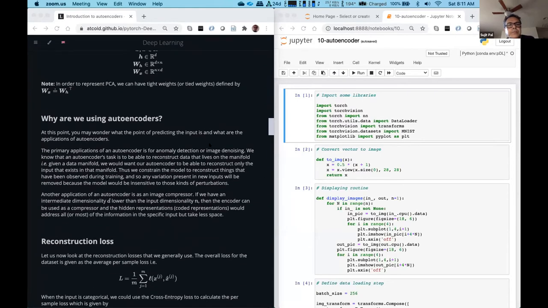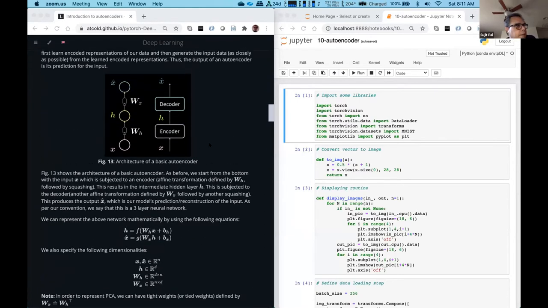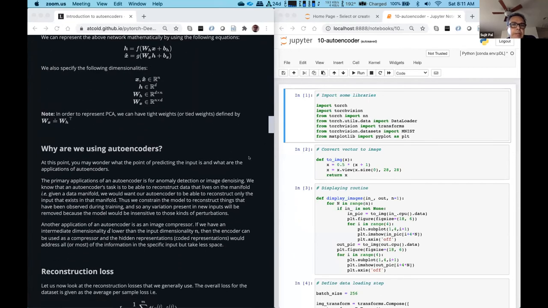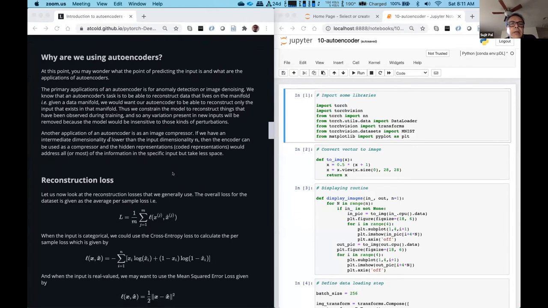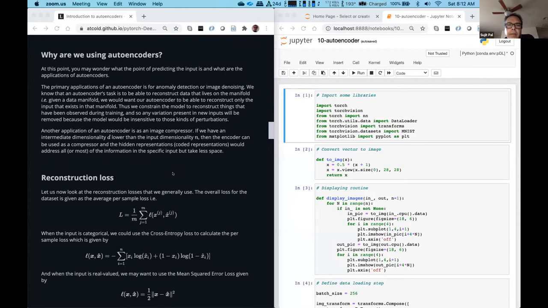Okay, so essentially autoencoders are things that are trained to reproduce their inputs, right? Recreate the identity function in some way. So the point is, why use it? I mean, we already have the input, right? And what's the point of having to generate output? So there are two basic primary applications. Going back to the undercomplete and overcomplete, here he says primary applications of autoencoders are anomaly detection and image denoising.